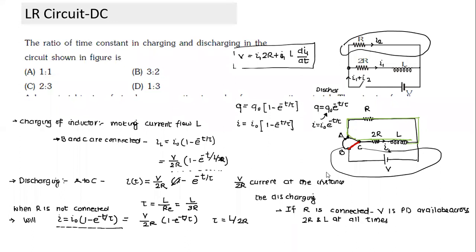So in this case also, that's what they are asking. What is the time constant in case of charging? If I look at the time constant for charging here, it remains the same. It will be L by 2R. And what happens to discharging? What is the time constant? L by 3R. So this question is based on tau for charging equal to L by 2R, and for discharging, L by 3R.